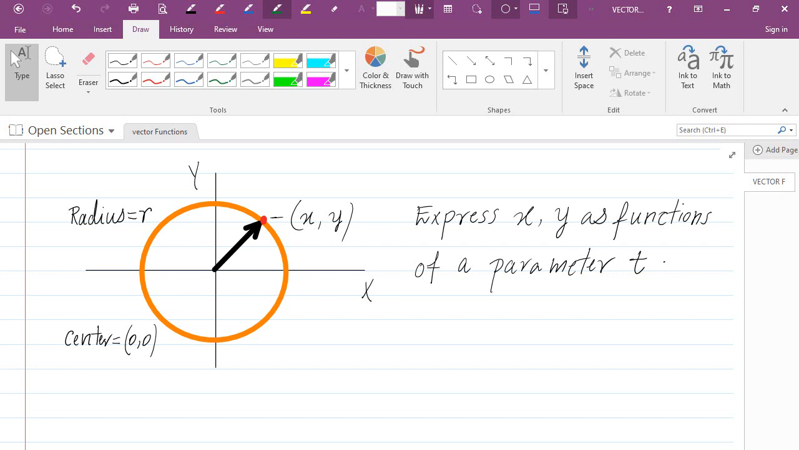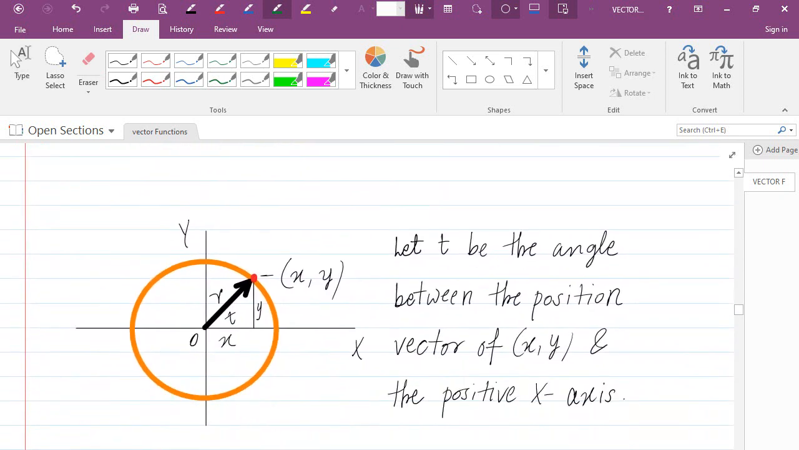So what do we have to do then? Well, let's pick an arbitrary point xy on this circle, and we need to express x and y as functions of a real parameter t. So that's what we have to accomplish to parameterize the circle. Okay, so how do we do it?